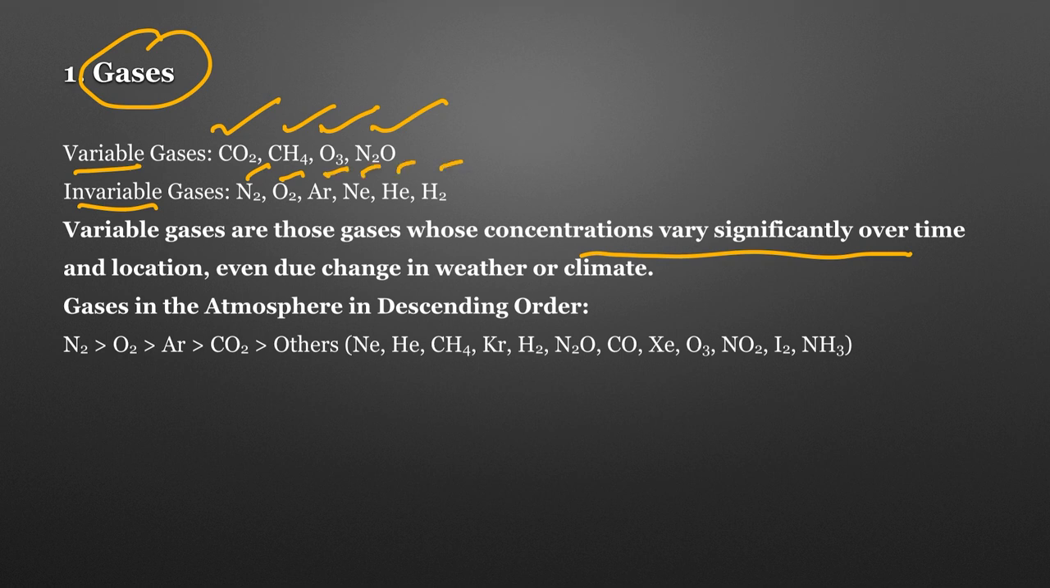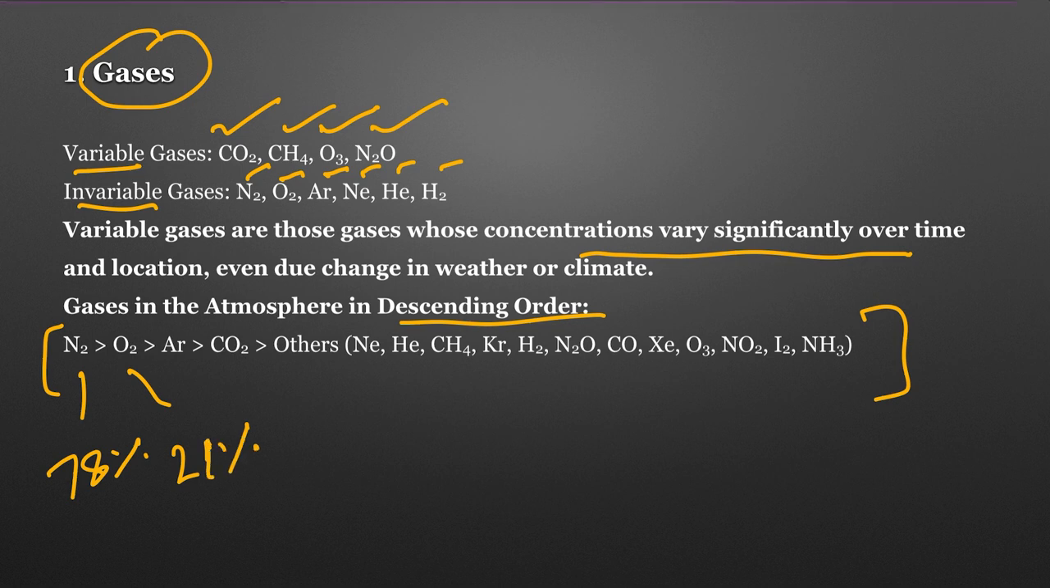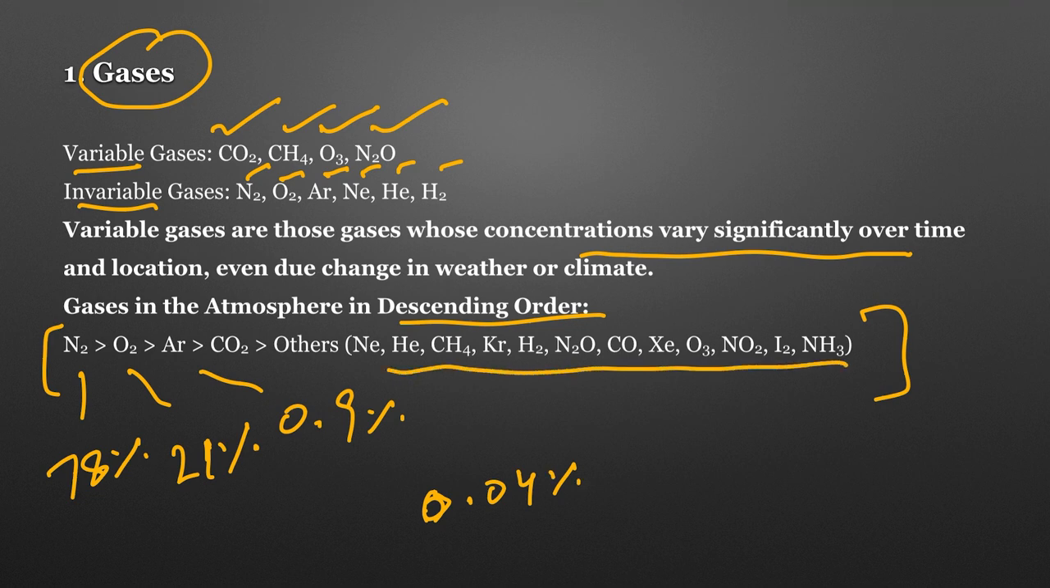Now you see, atmosphere contains all these gases. You can see their order, descending order. Nitrogen is the highest in quantity, 78%. Oxygen is 21%. Argon is 0.9%. And carbon dioxide is 0.04%. All other gases are in trace amounts.